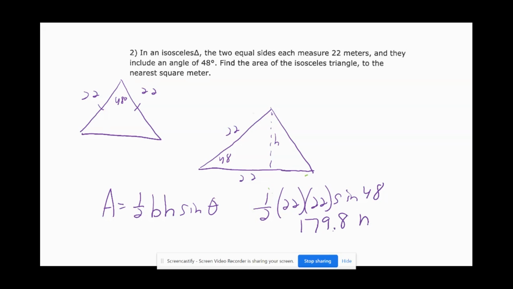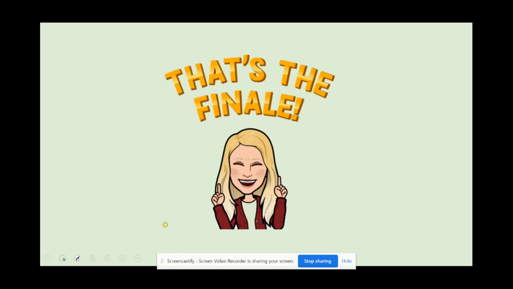And remember, this would be meters squared. I'm not sure if I labeled the last one. All right, and that's all that we needed to do. We're going to have you do number 3 on your own. And then there's another worksheet, which is a matching worksheet using this formula of 1/2 ab sine of the angle.